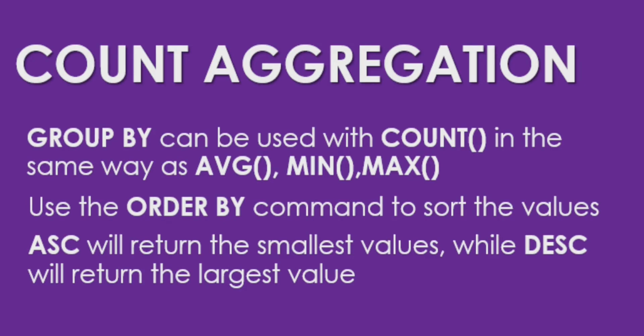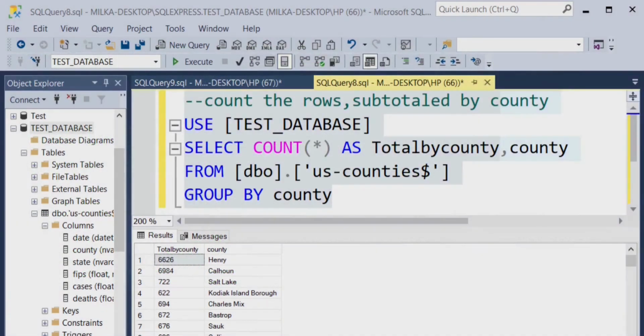To sort the results, you can use order by. You can use ASC keyword to sort the rows in ascending order, which is the default. To sort the rows in descending order, use the keyword DESC. Here, we count the total number of rows of each county using group by, and the data is not sorted.